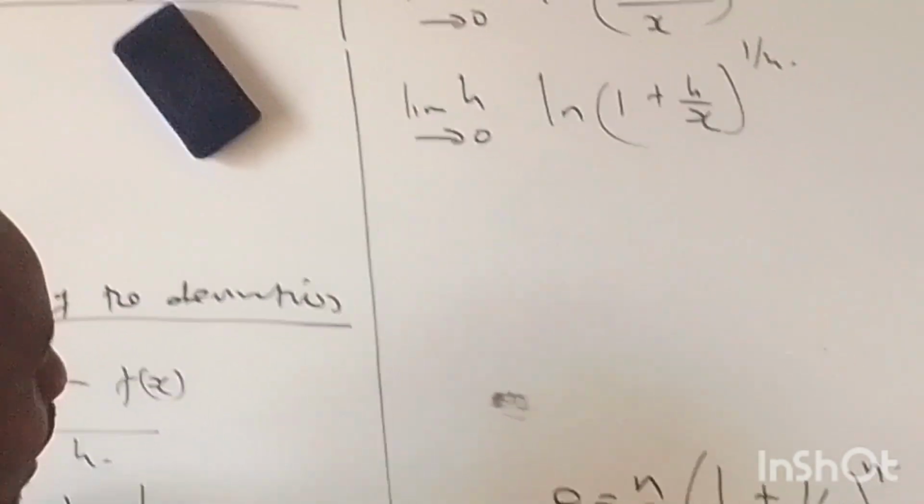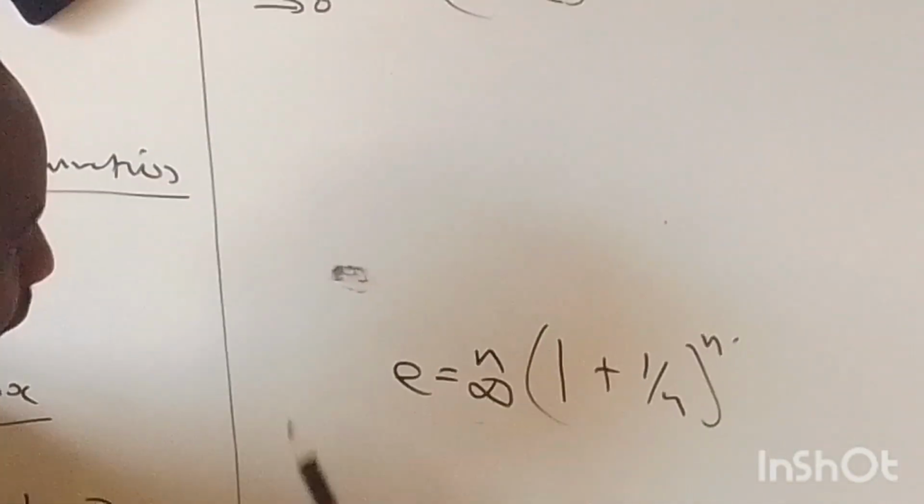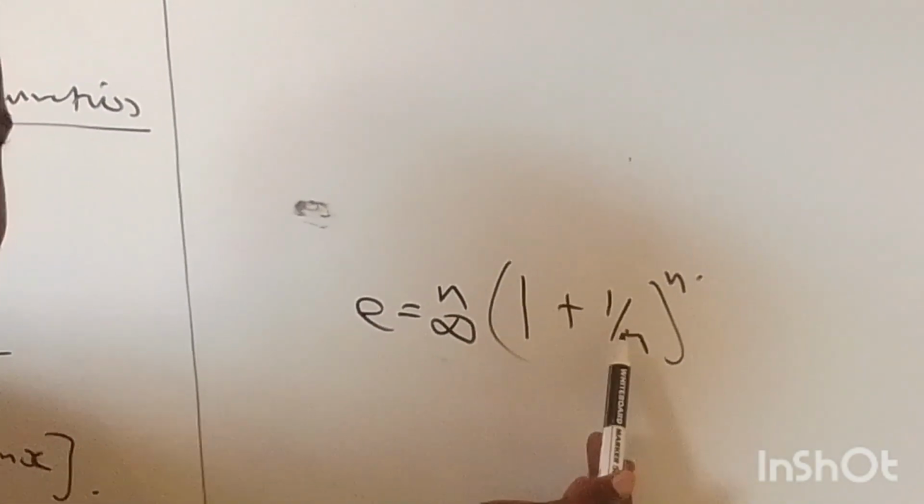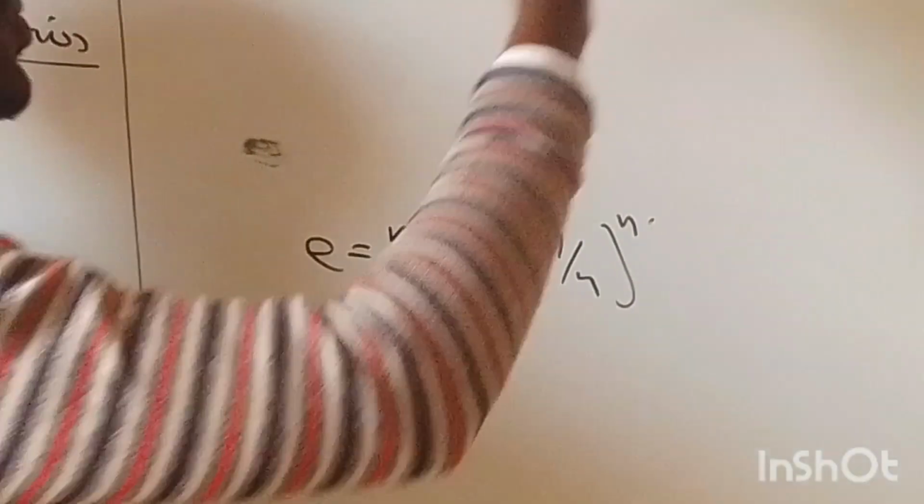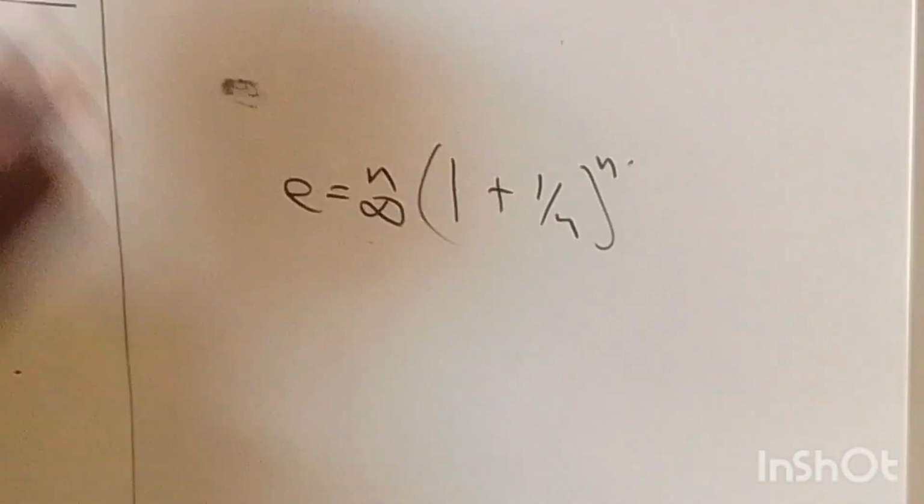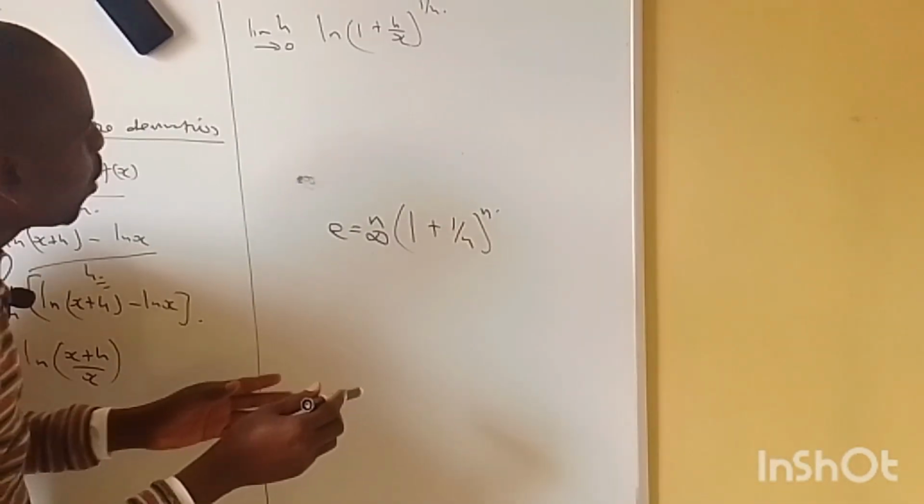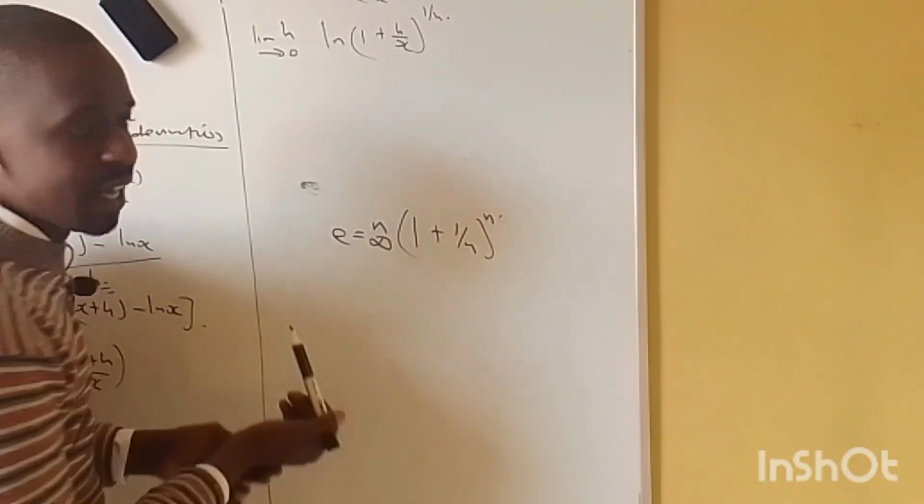So we have achieved that. Already we have achieved that. But you can see that we have 1 over n, and that n is also the power. So you must have 1 over something raised to that something. But now, how can we achieve 1 over?